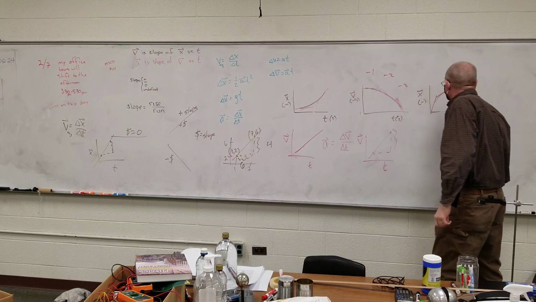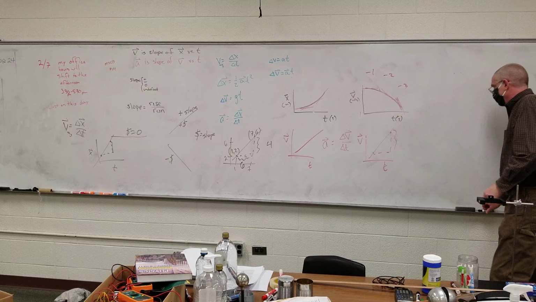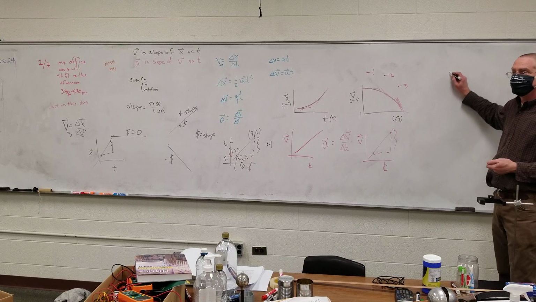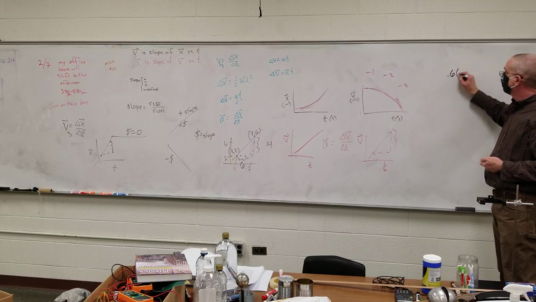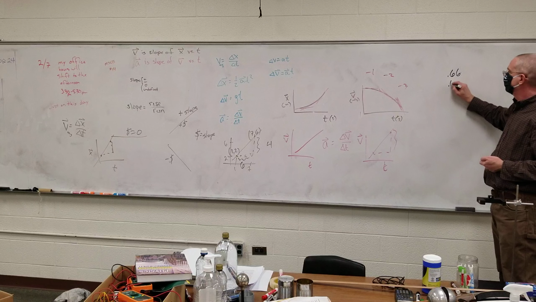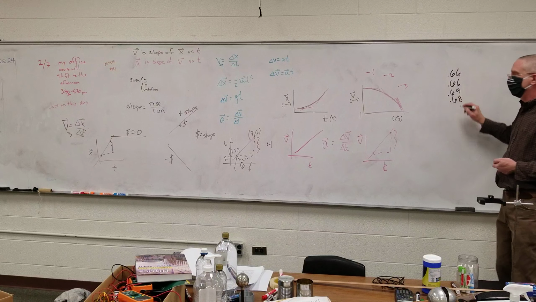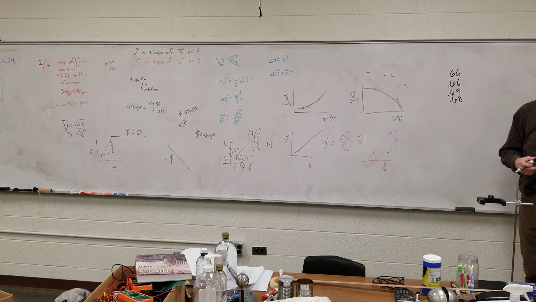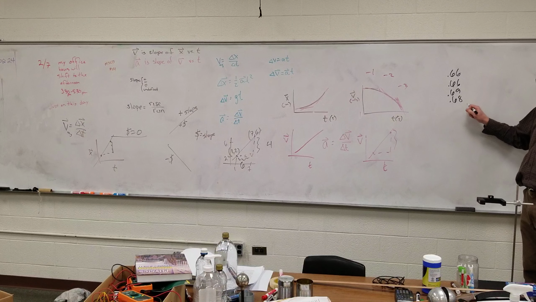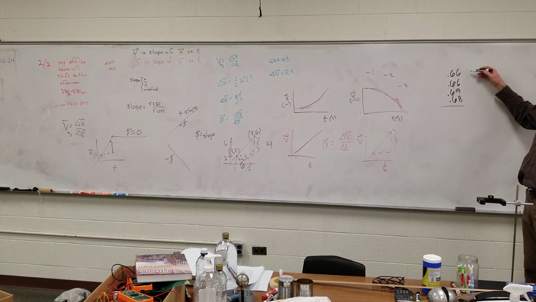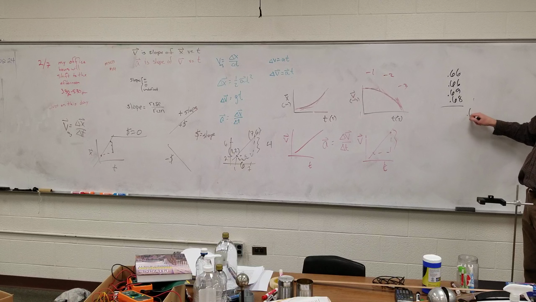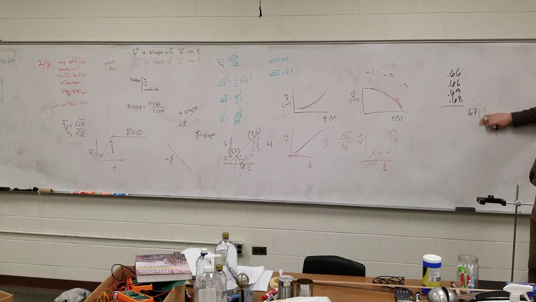All right, so times? 0.66. 0.66. That's what I got. 0.69. I got 0.68. Wow, that's a nicer cluster than I was expecting. All right, so the average is 0.6725. No, that wouldn't make sense. 0.675.